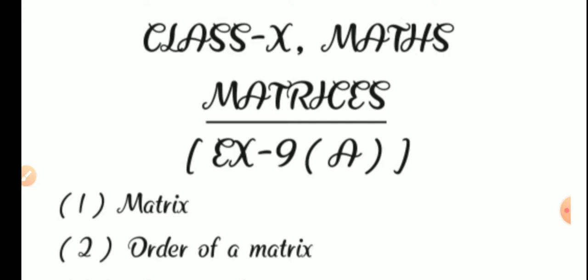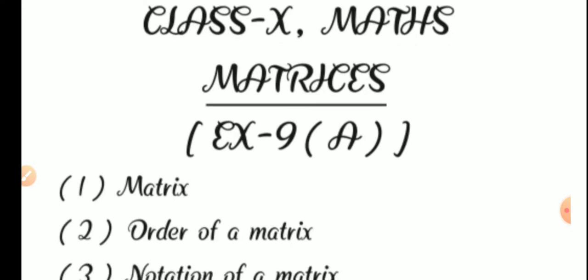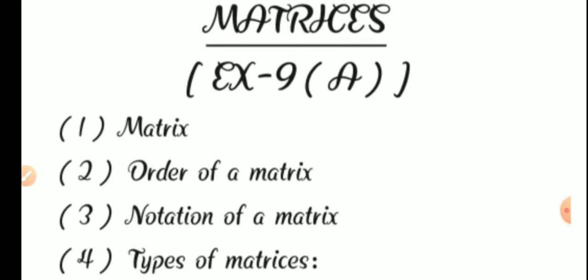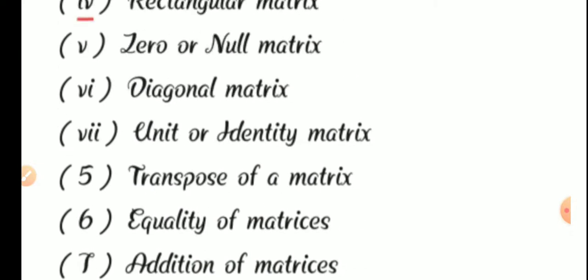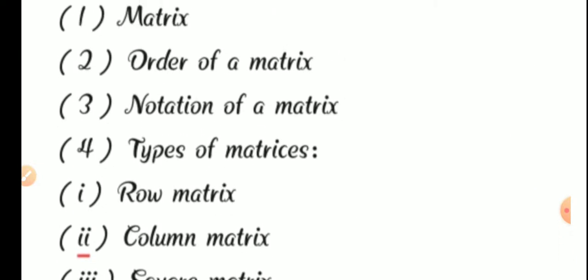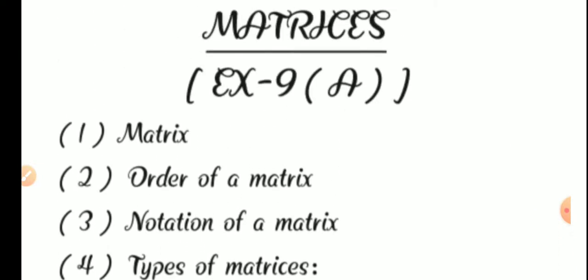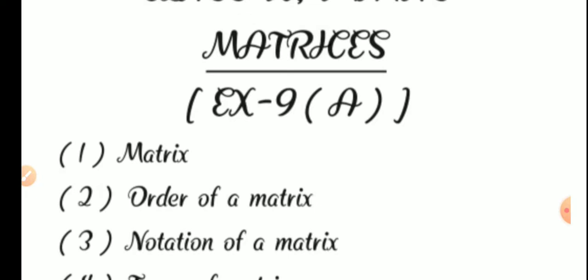Before that, in the last video I completed chapter number 11 and I hope you also have completed the chapter in your notebook. So after the 11th chapter you can take this 9th chapter, exercise 9th. Before starting the exercise I will tell you what is a matrix. Order of a matrix means these 10 points I have written in front of you. These 10 points I will explain one by one. You try to understand each point.